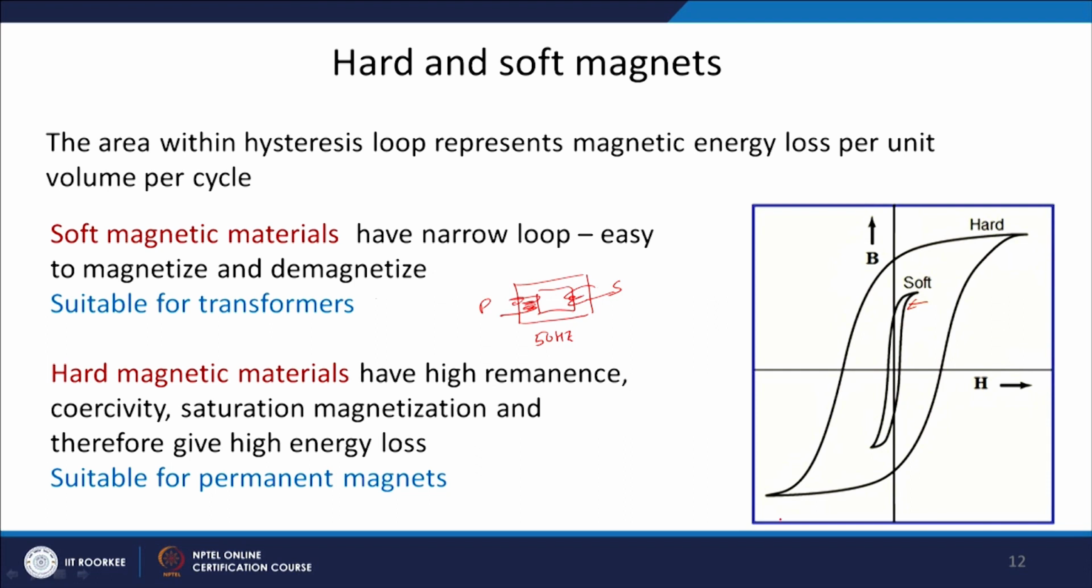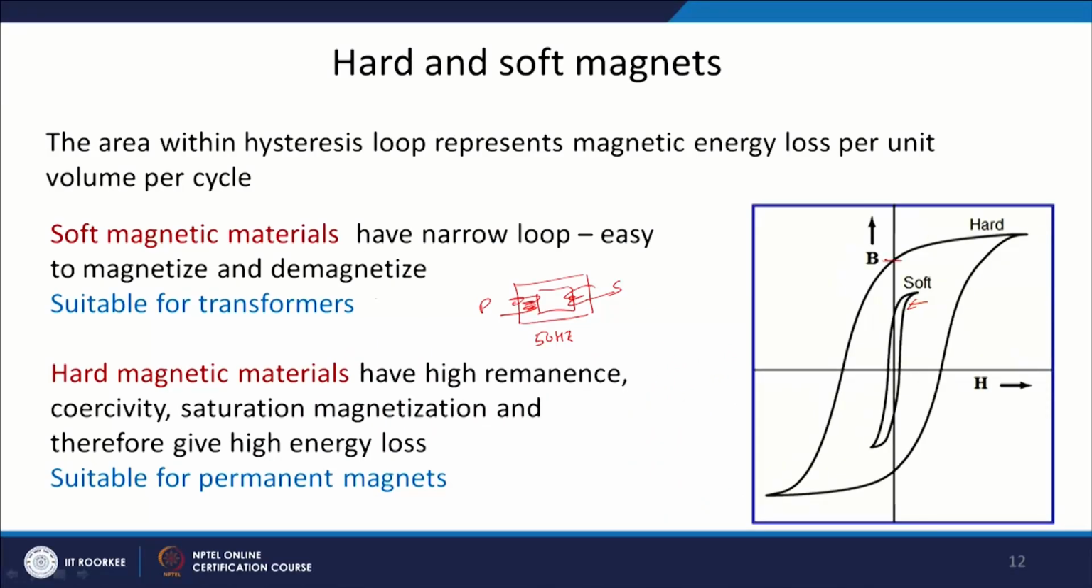A lot of research goes into the making of this type of material. One of the most important materials which is used for transformer applications is silicon steel, which contains around, I think, 2 to 3% silicon, and they show this kind of soft magnetic properties.